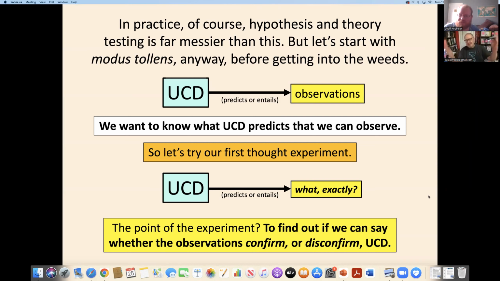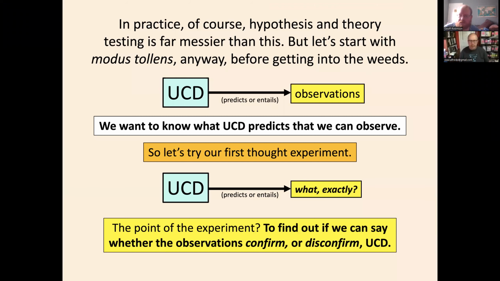Messiness on display. So we want to know, do the observations confirm or disconfirm universal common descent? I'm sorry, my slides weren't advancing for a second there. You're good. So this ends up being very, very tricky. Surprisingly so, as you'll see.